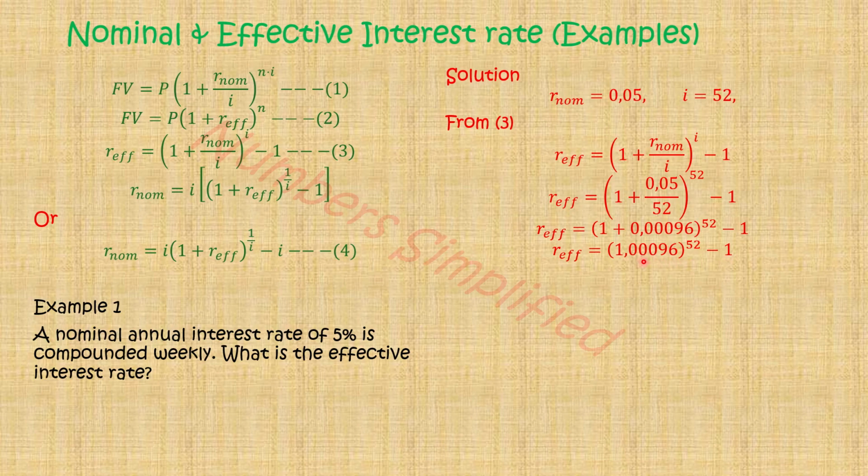Then the next step, of course, would be to compute what this is. Computing that raised to the power 52, we get 1.05116 minus 1. And this is easier to simplify so that we get our effective interest rate as 0.05116 in decimals. Therefore, as a percentage, we get our answer as 5.12%. And that's how we get the answer to this particular example.